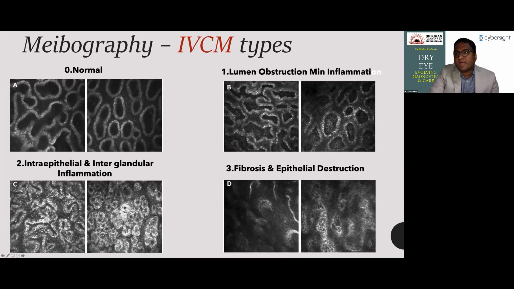If you want to go ahead and histologically classify the type of dry eye, this is how normal meibomian glands look like. The lumens are very clear and the walls are nice. In grade 1, lumen obstruction with minimal inflammation is seen. You can see the loss of that oval shape here and some inflammatory cells. In grade 2, there is intraepithelial inflammation and there is loss of the complete lumen. Finally, there is fibrosis and epithelial destruction. So these are the in vivo confocal microscopy images of the lids.